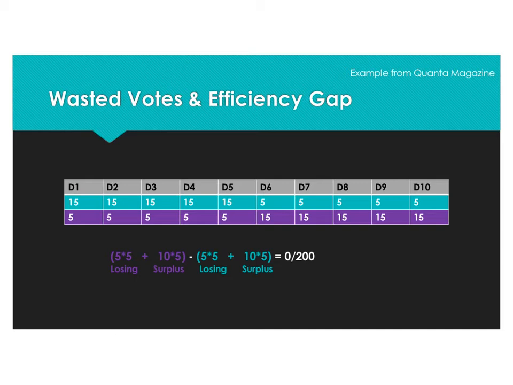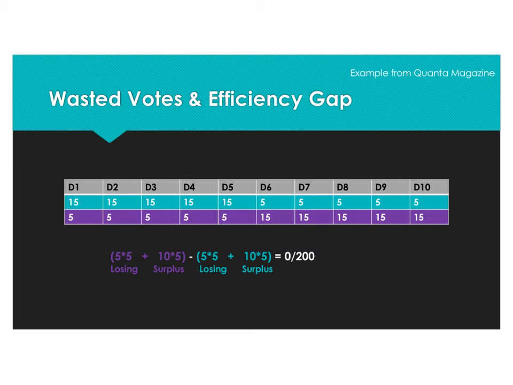To calculate the efficiency gap, we first look at the purple. Districts 1 through 5, purple lost. So all those votes will count towards the losing. In addition, it only needed 5 votes from districts 6 through 10 to win. So it went 10 votes beyond what was necessary to win. So those were also wasted votes.